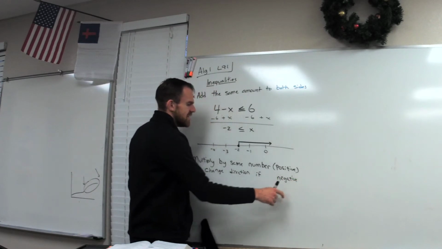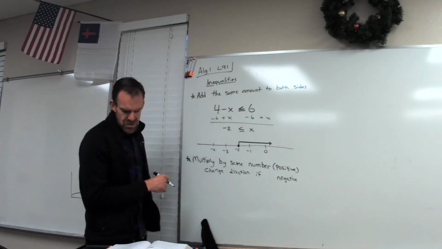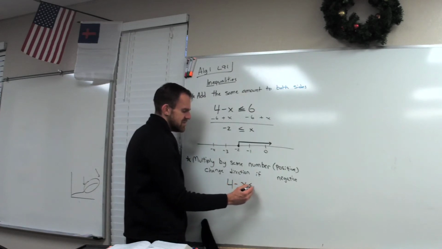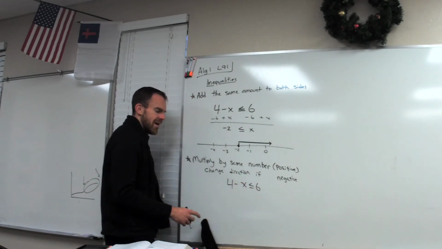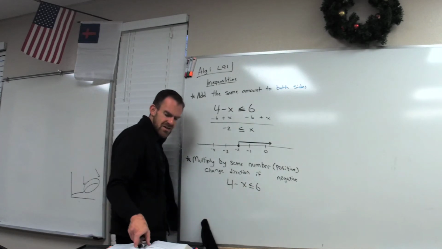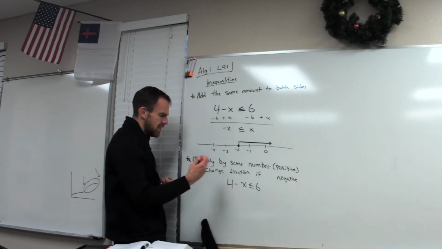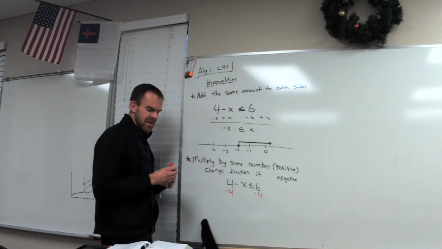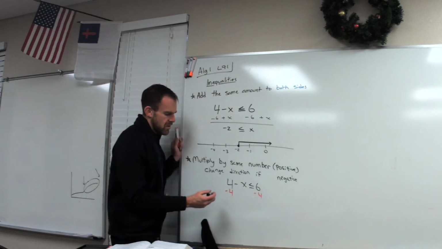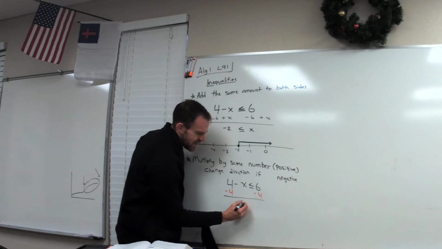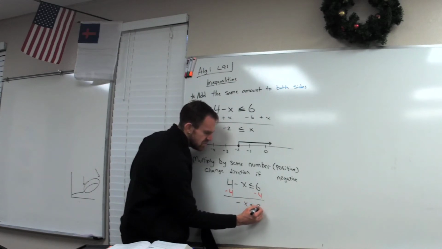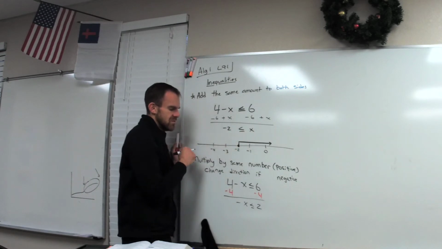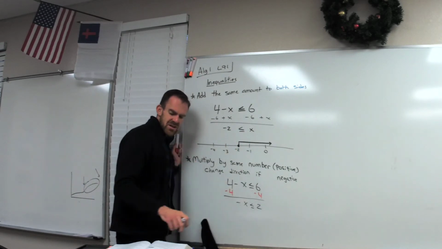So let's go back to that same example. That would be example 2 from this lesson. We have 4 minus x is less than or equal to 6. Now I'm going to subtract 4 from both sides, which makes a little bit more sense to me, because I always like to have x on one side and everything else on the other side. So that gives me negative x is less than or equal to 2. But you'll notice that our solution was x is greater than or equal to negative 2. That's because we dealt with the minus sign.